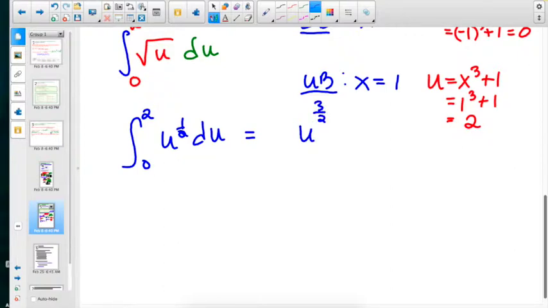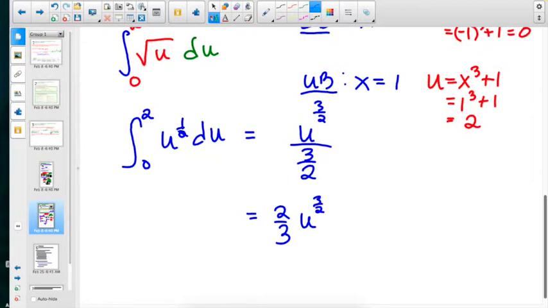I look at this and I say, okay, I have to increase it by 1, so I have to increase it by 2 halves. So 2 halves and 1 half is 3 halves. And then we just divide by the 3 halves. Okay? Dividing by 3 halves is the same as what? Multiplying by 2/3, the reciprocal.